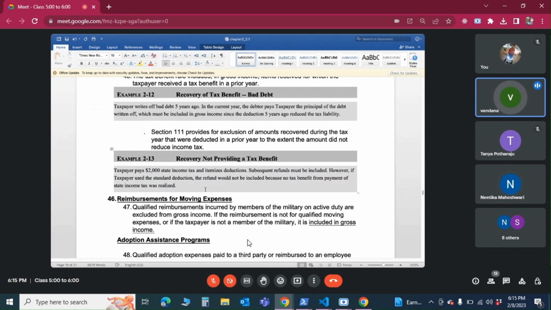Taxpayer pays $2,000 state income tax and itemizes deductions. Subsequent refunds must be included. However, if the taxpayer used the standard deduction, the refund would not be included because no tax benefit from payment of state income tax was realized. Right, so if there's something that they have already taken a deduction for, we need to make sure that it is put up as taxable income. But if there's no deduction taken, then there's no income to be reported.